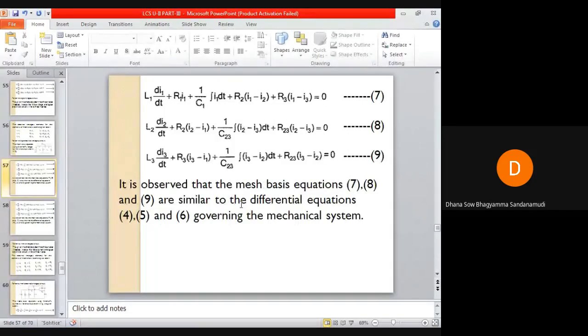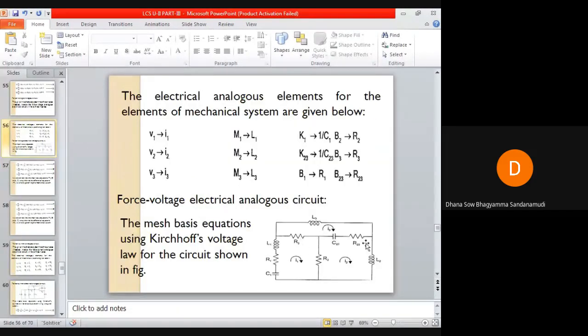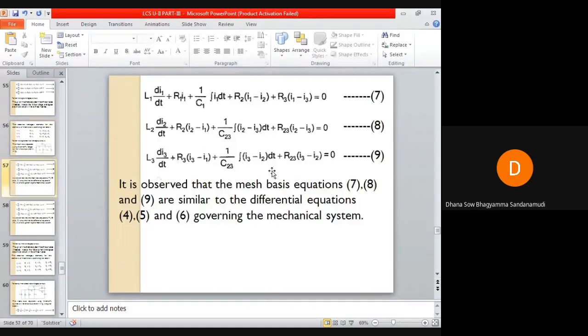Similarly, go to loop 3. Here R3, C23, R23 and L3 are there. Applied voltage is 0. Only voltage drops and storages: voltage is stored in the capacitor, current is stored in the inductor. So write down the voltage across the inductor, voltage across the capacitor, and voltage drop across the resistor.